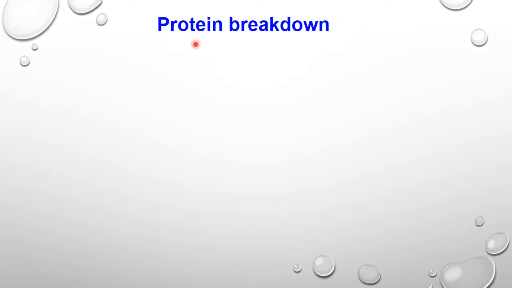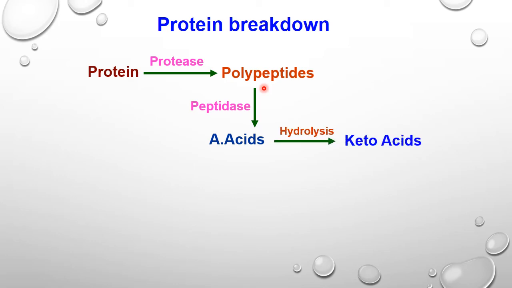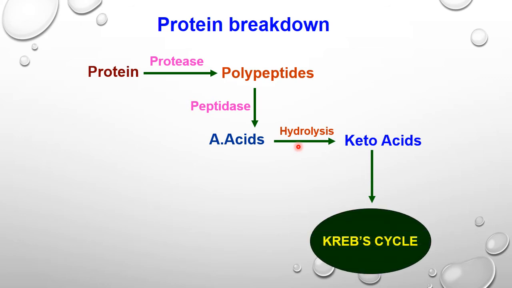Next, protein breakdown. This protein is broken down into polypeptides with the help of enzyme protease, and these polypeptides are further converted into amino acids with the help of enzyme peptidase. These amino acids are further hydrolyzed, and converted into keto acids through hydrolysis process, and these keto acids enter into Krebs cycle or TCA cycle so that energy is produced. So here the energy is produced from the Krebs cycle. This is with regard to protein breakdown.